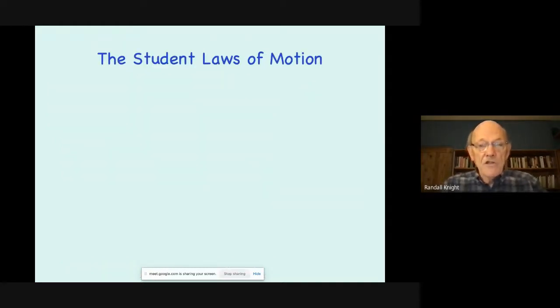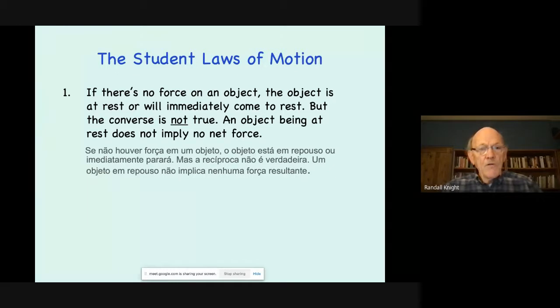Now, of course, we have our laws of motion, Newton's laws of motion, which are the ones that we want students to learn and to apply. Interestingly, though, after decades now of studying how students think about forces and their answers to many, many conceptual questions like this, we can recognize that there are essentially student laws of motion. And they have three, just like Newton. The first law of motion says, if there's no force on an object, the object is at rest or will immediately come to rest. But the converse is not true. Simply because an object is at rest does not imply that there is no net force. So in other words, it takes a force to keep an object moving, according to students, and it will stop if there are no forces.